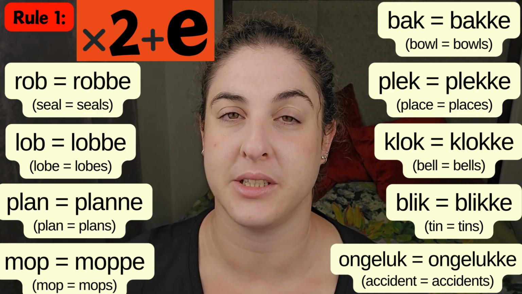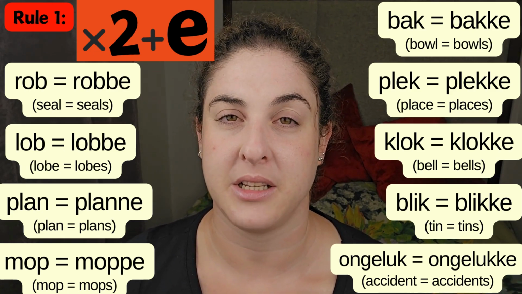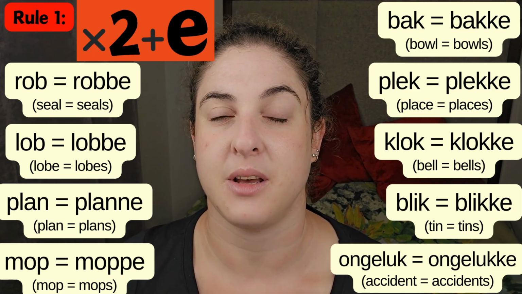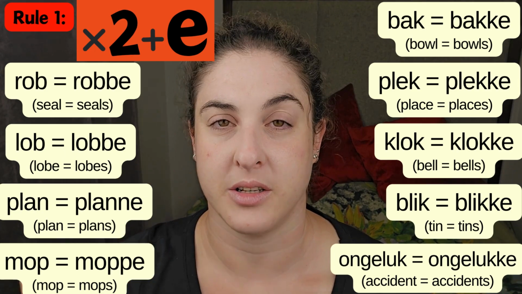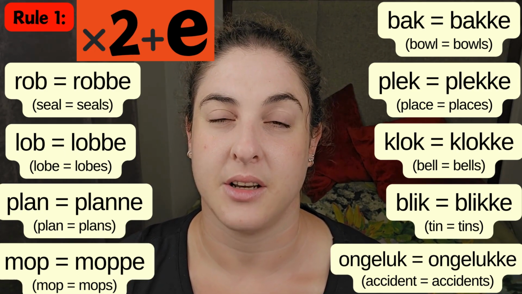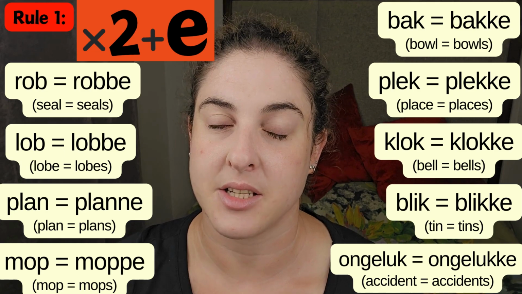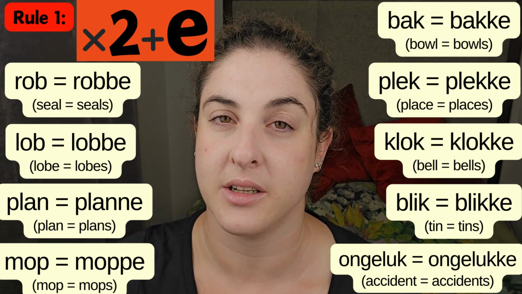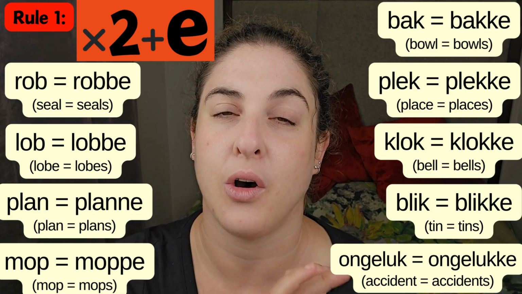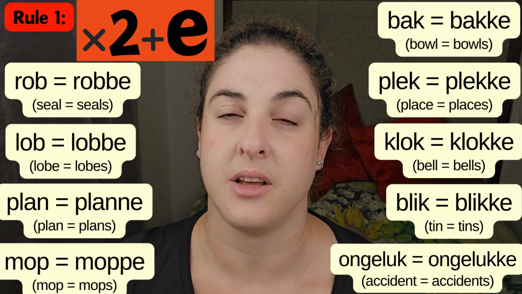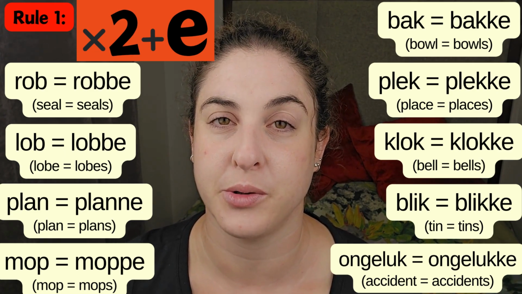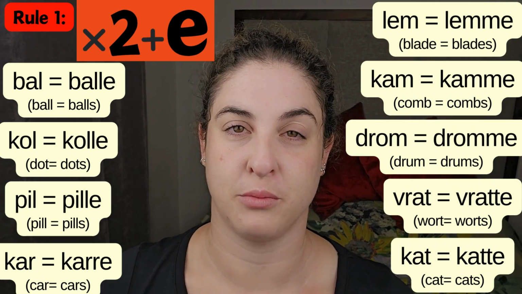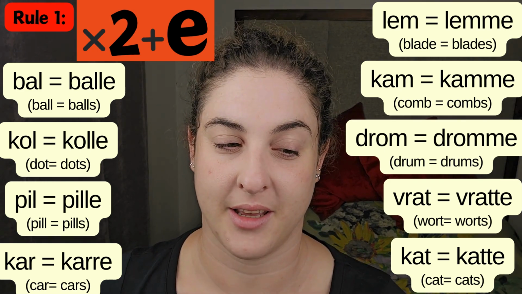But the base word, geluk, means luck or good luck, and geluk has its emphasis on the last syllable. And ongeluk means an accident, but it can also mean bad luck. So ongeluk, even if it has its emphasis on "on", still adheres to the same plural formation rule as the base word geluk. Some more examples of times 2 plus e.